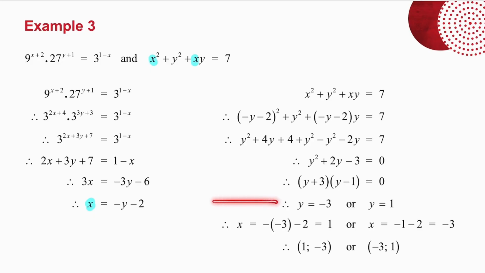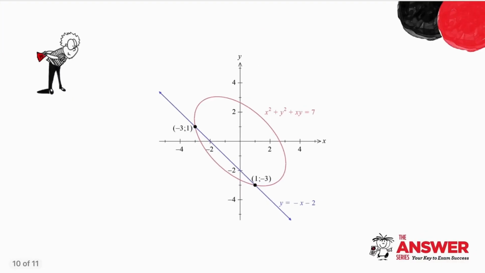I then substitute these two values back into this equation, and I get my corresponding values for x. So my pairs of numbers are 1, minus 3, and minus 3, 1. So there are my pairs of answers. And it's quite fun just to have a look at the graphs. So there's one graph, and there's the y equals minus x minus 2. How many times do they cut each other? Twice. There are the 2 points of intersection that I got.